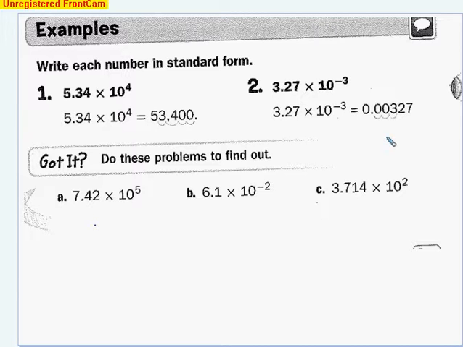Number 1, 7 and 42 hundredths times 10 to the fifth. So we have our 7 and 42. That's 2 places we moved, and now we need to add 3 more zeros. When we have 6 and 1/10 times 10 to the negative 2, we have our 6 and our 1. It's a negative, so we moved it 1 place here, and we need to add 1 more zero and our decimal point 0.